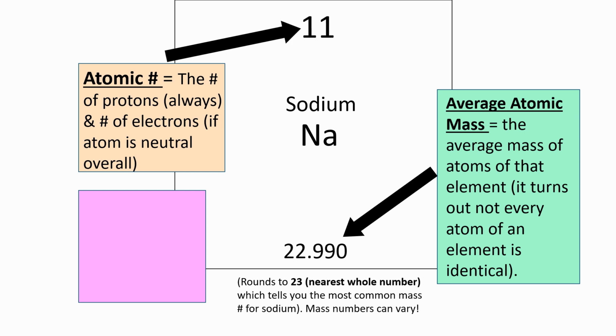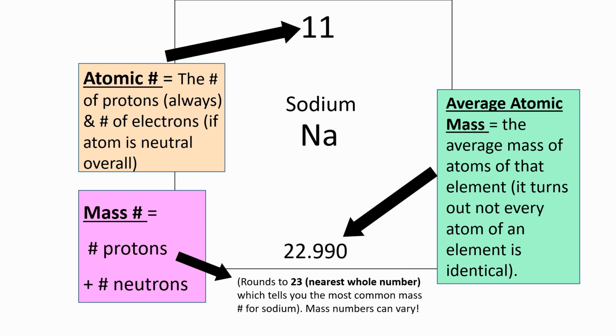So the average atomic mass is the average mass of all of the sodium atoms on the planet. So it turns out that not every single atom of an element is completely identical. Just like if you had twins, even if they're identical twins, they're still not exactly the same. They might have different personalities, they might have different birthmarks. It's the same thing with atoms. Some atoms have an extra number of neutrons or fewer neutrons, and so that changes the overall mass. Those are called isotopes, and we'll talk about those coming up.